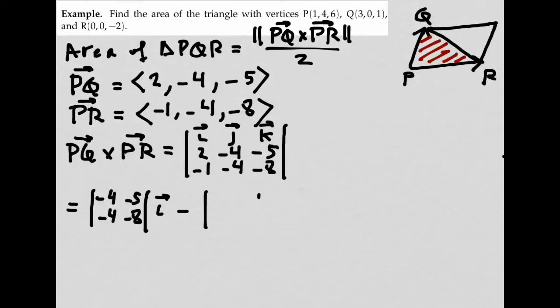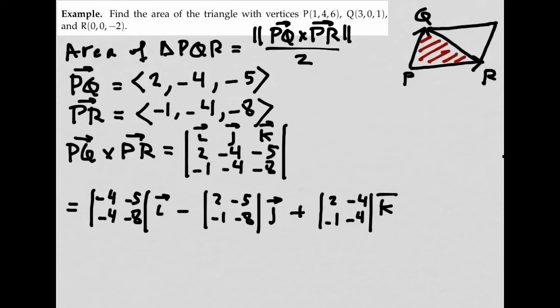minus the 2 by 2 determinant 2, negative 5, minus 1, minus 8 times the vector J, plus the 2 by 2 determinant 2, negative 4, negative 1, negative 4 times the vector K.